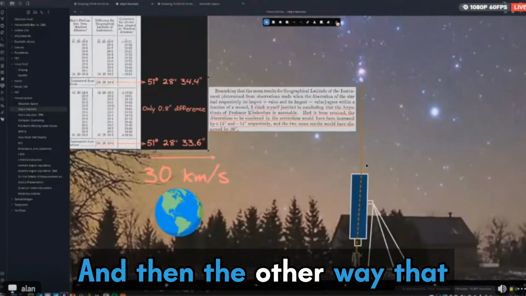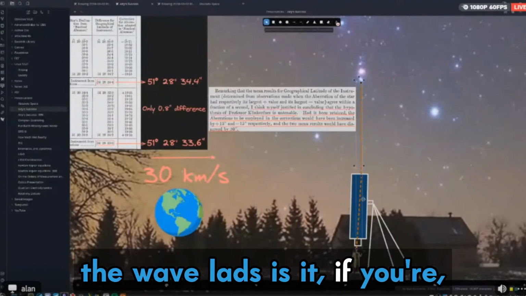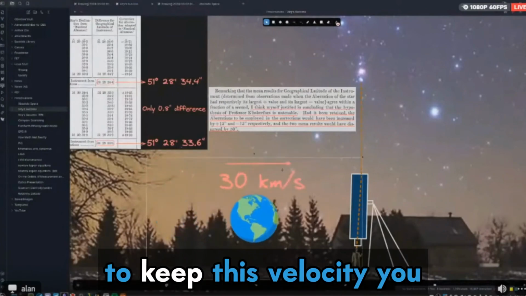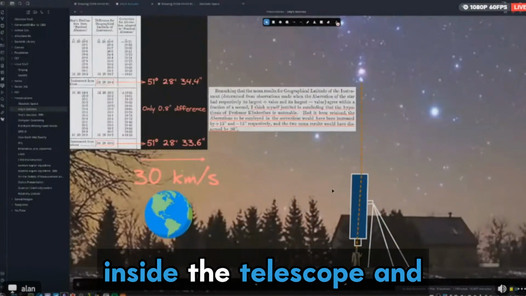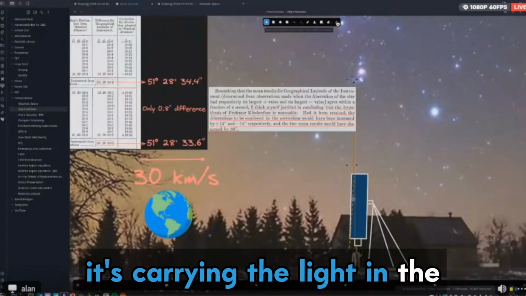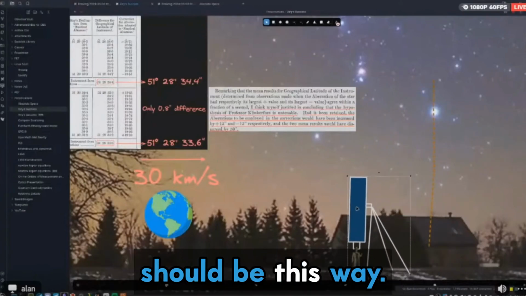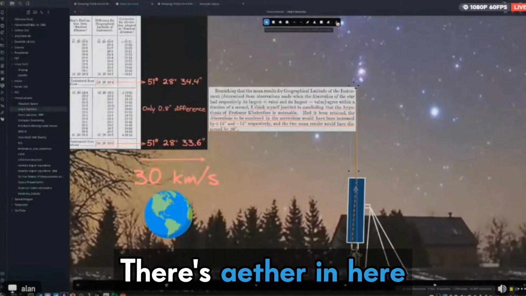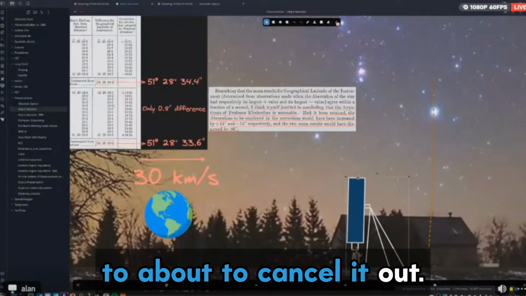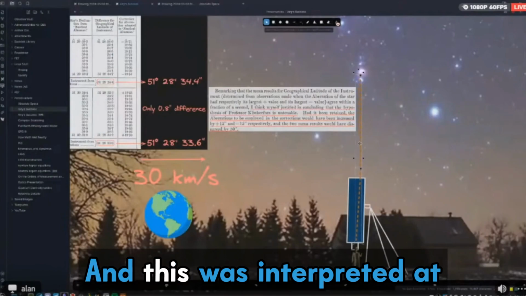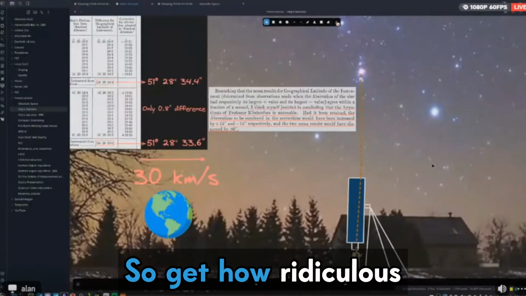And then the other way that you could interpret it, if you're a wave lad, shout out to the wave lads, is if you wanted to maintain heliocentrism, if you want to keep this velocity, you would have to say that there's ether inside the telescope and it's carrying the light in the opposite direction of motion. So the Earth's moving this way, the correction angle should be this way. For some reason, there's ether in here and it's going this way to cancel it out. Those are the only options, right? And this was interpreted at the time when they had a stationary ether framework.